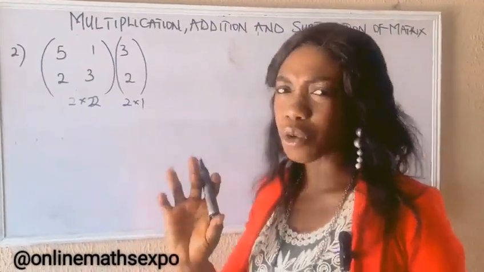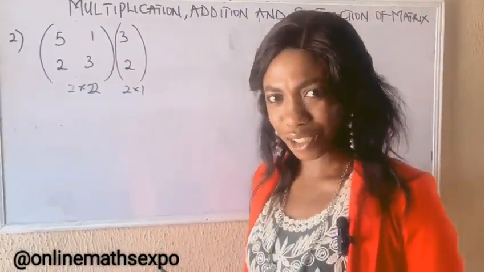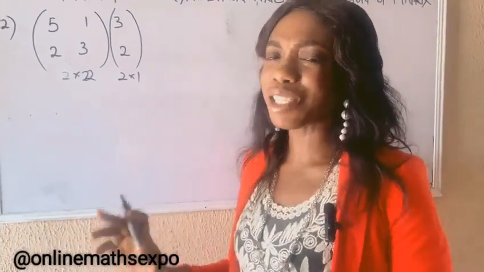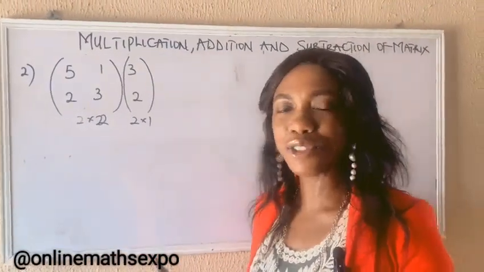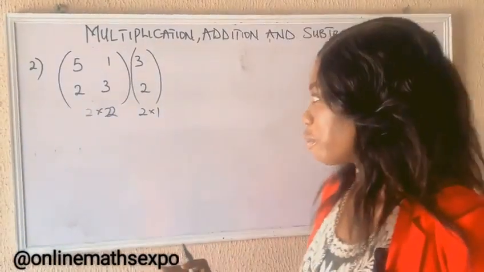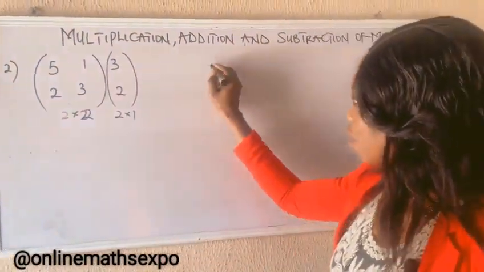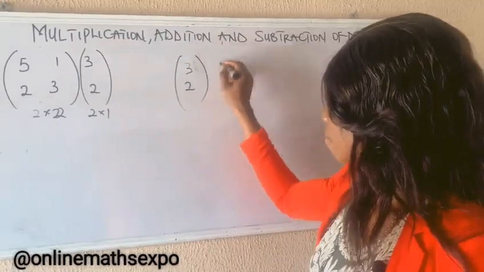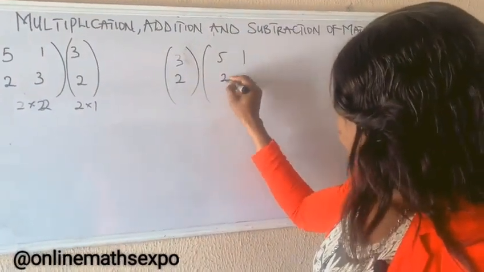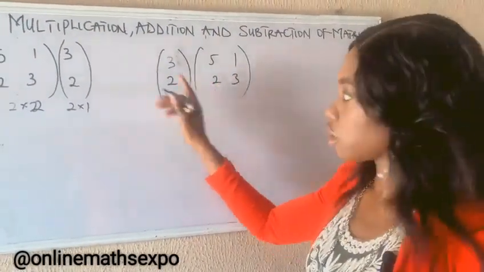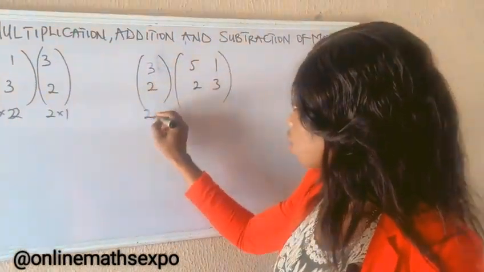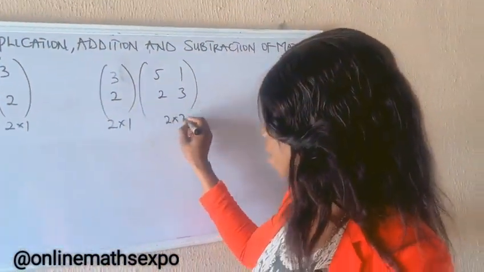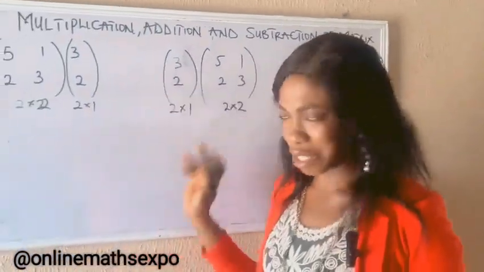Now, there's one thing I want to tell you about matrix multiplication. Please, in multiplying a matrix by another matrix, they are not commutative. What do we mean by that? This matrix is not the same as this. You see, the position has been changed. This is not the same. Here is still 2 by 1, and here is 2 by 2. Let's check if we can even multiply these matrices.